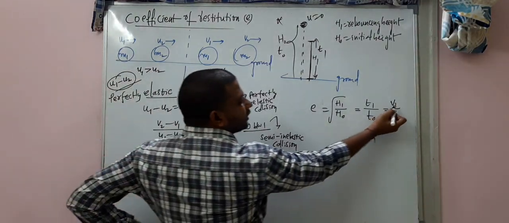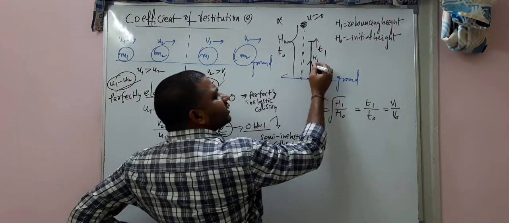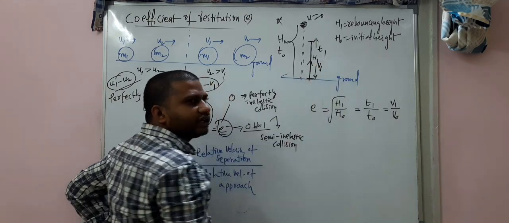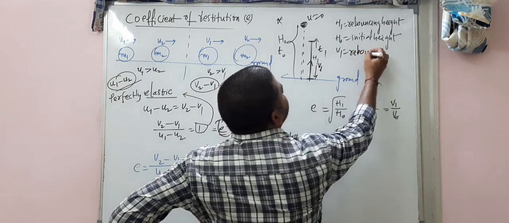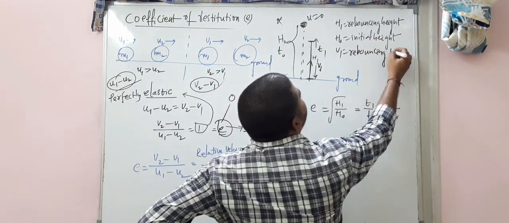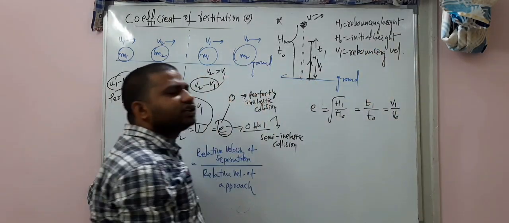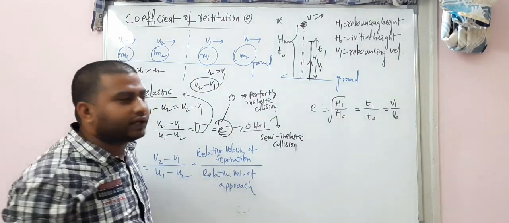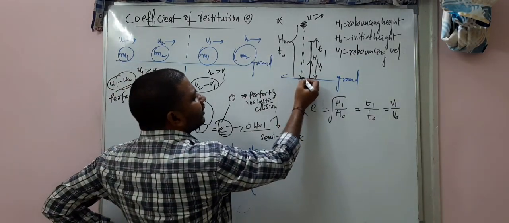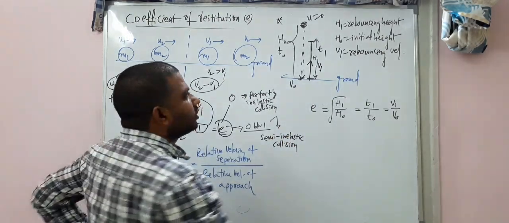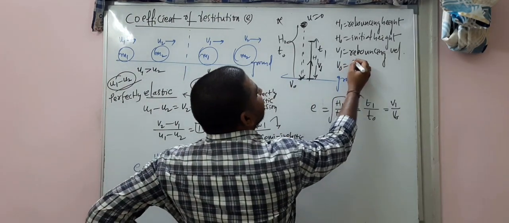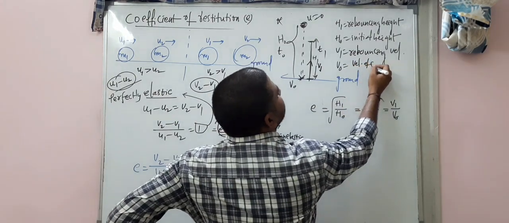And v1, with what velocity is the body rebouncing? So v1 is the rebouncing velocity. And v0 is the velocity with which the body is striking the ground. So it is the velocity of striking.